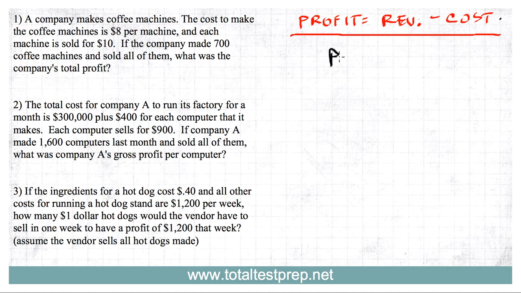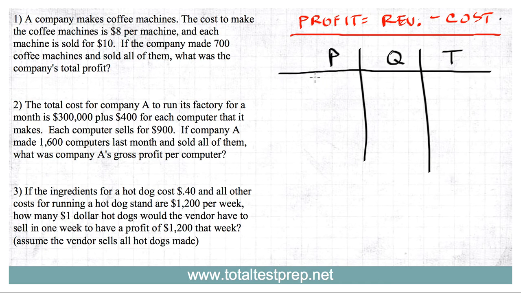So we'll set up the table, PQT, price times quantity equals total, and all we have to do is make rows for the revenue and the cost. The cost to make the coffee machines is $8 per machine, and each machine is sold for $10. So the revenue is $10 per machine.